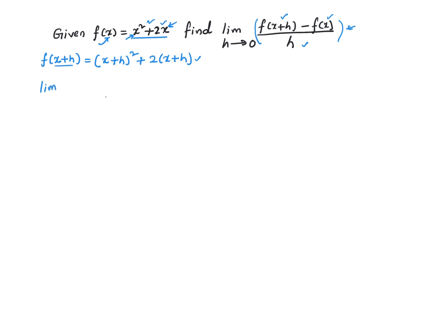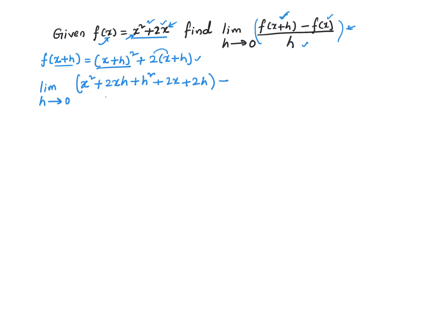So, limit as h approaches 0. Instead of f of x plus h, I'm going to put x plus h whole squared plus 2 times x plus h. But I'm going to go one step further and simplify this. If you multiply out x plus h whole squared, you get x squared plus 2xh plus h squared. Then 2 times x is 2x, and 2 times h is 2h. That's just the first part.